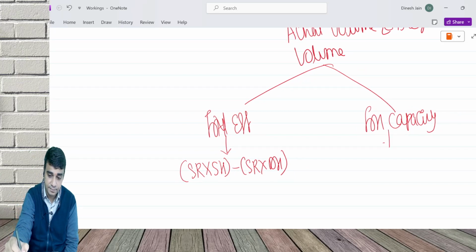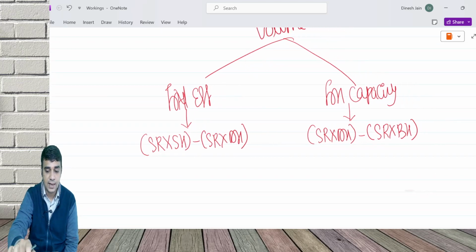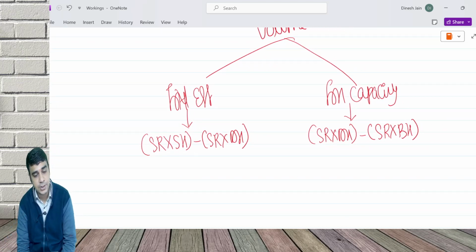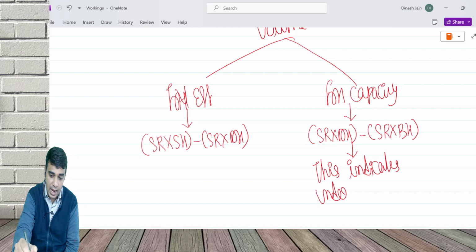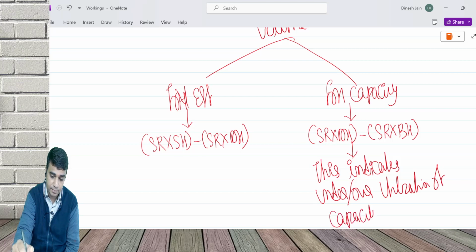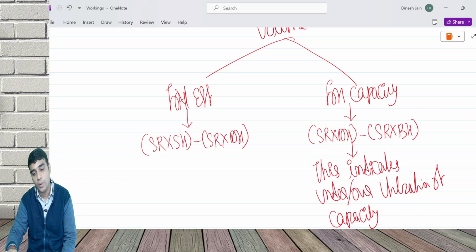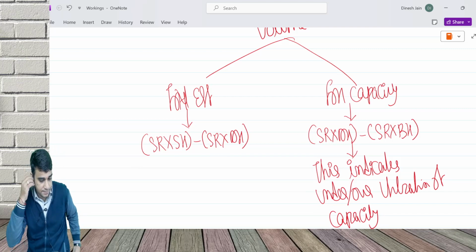Capacity: SR into AH minus SR into BH. The formula comes from the chart. This indicates under/overutilization of capacity.